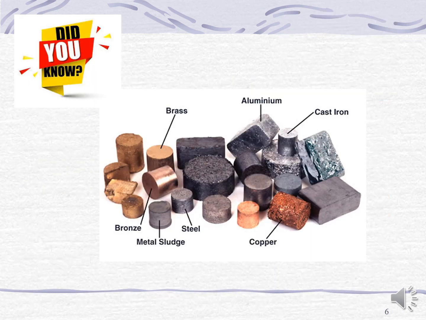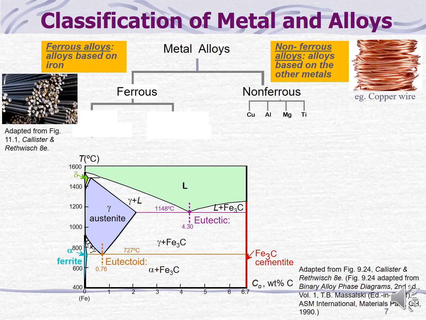Did you know that metal and its alloys can be classified into several different types? Here you can see several different types of metals. Okay, for your information, metals and alloys can be divided into two big groups. One is ferrous alloys and another one is non-ferrous alloys.